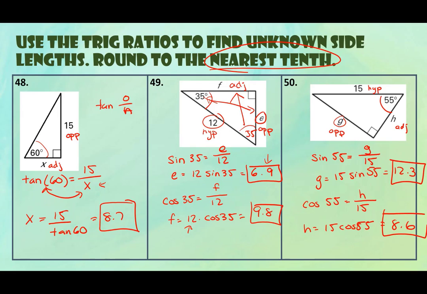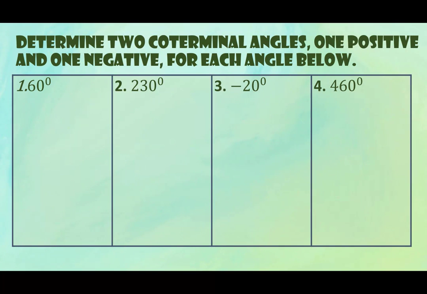So this is how you find missing sides of a triangle given an angle and one other side. You can actually solve an entire triangle this way.